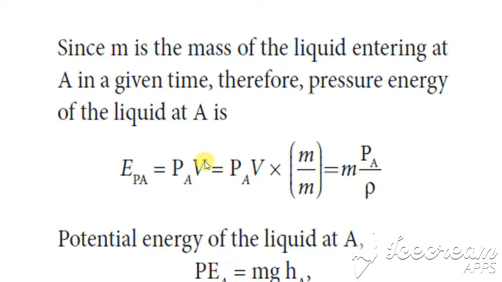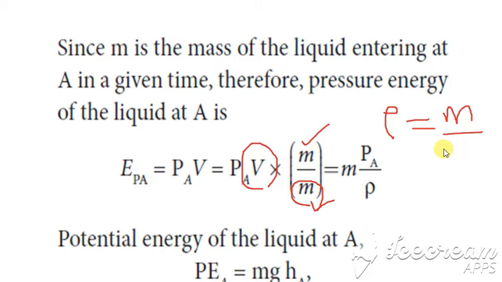P into V. Yes. Now in this, multiply and divide by the mass. Now this velocity divided by this mass can be written as, because what is the formula for density? Density is equal to mass divided by volume. And what term we have here is V divided by M. Yes, so the reverse of this. So if you take the inverse of this, we get 1 by rho. So this V divided by M is written as 1 divided by rho. So it is M PA divided by rho.